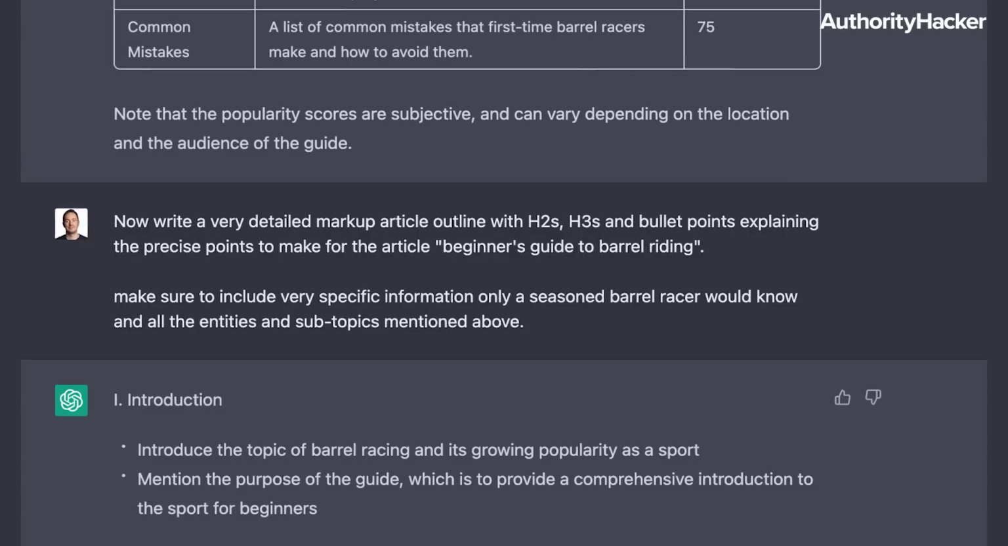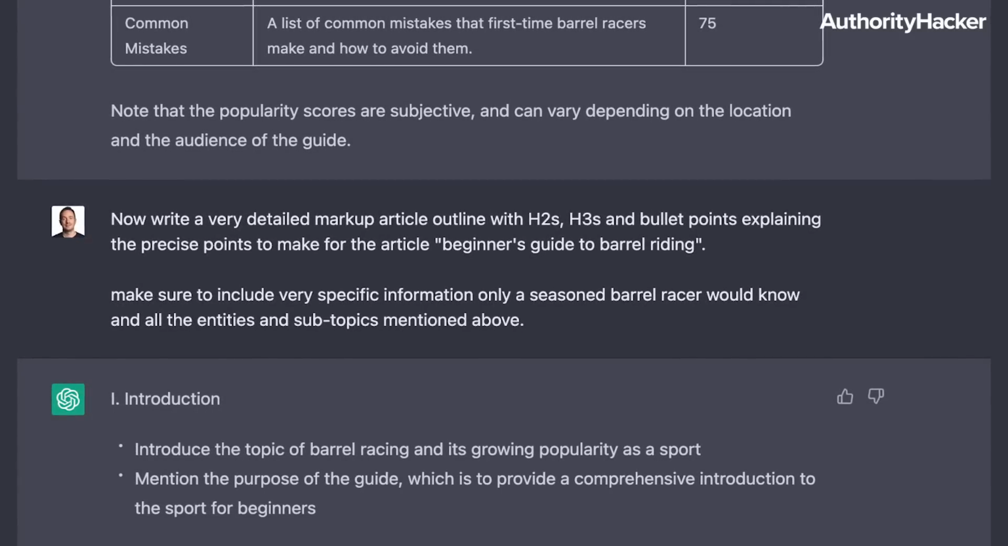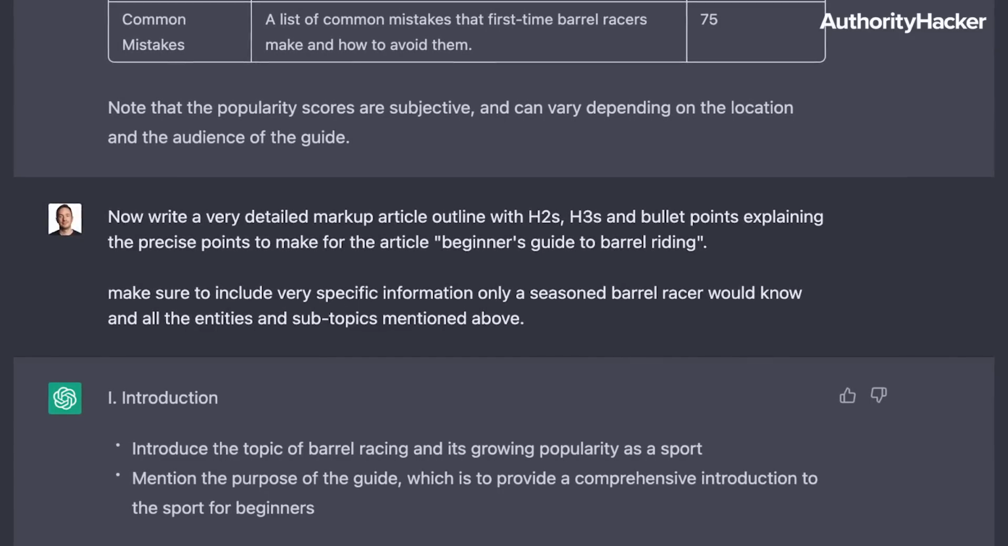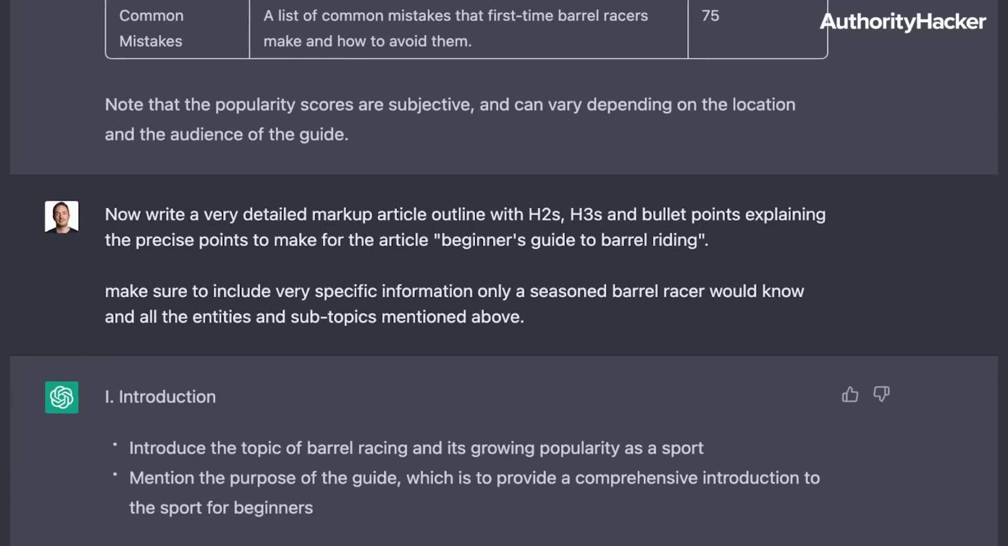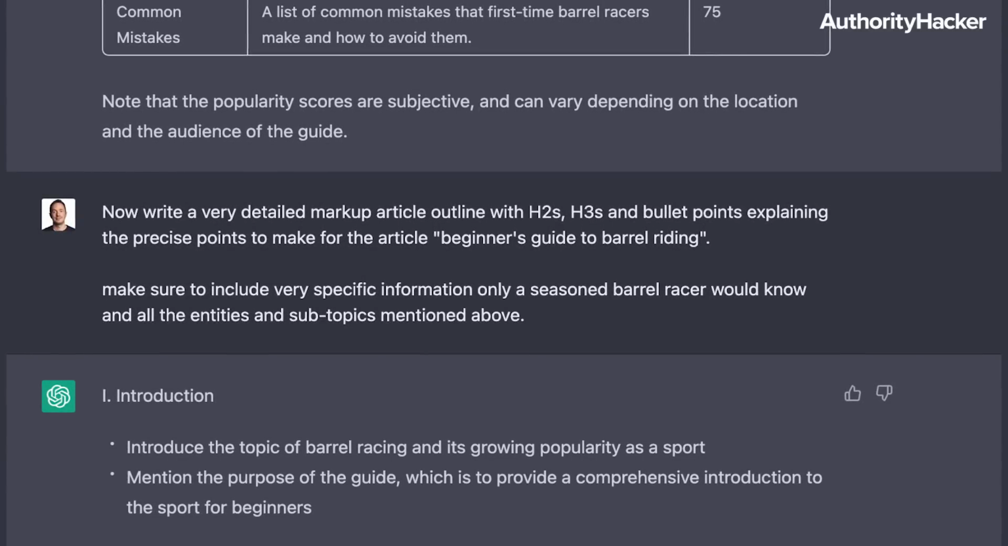It helped it. And then I said, okay, now write me a very detailed markdown article outline with H2s, H3s, and bullet points explaining the precise points to make for the article Beginner's Guide to Barrel Racing. Make sure to include very specific information only a seasoned barrel racer would know and all the entities and subtopics mentioned above. So I took all the stuff we did before and asked for an article outline. Now it has context. And it did pretty well. It didn't do the H2s and H3s that well.